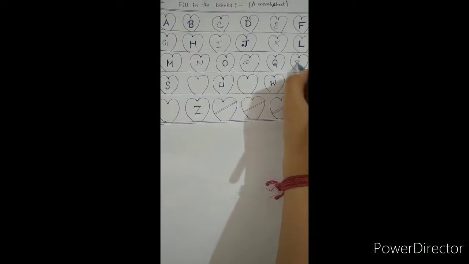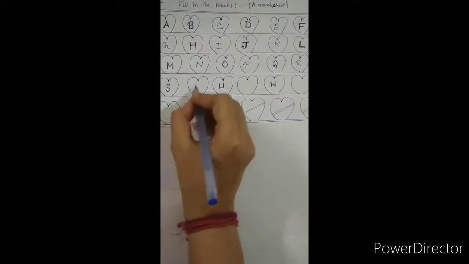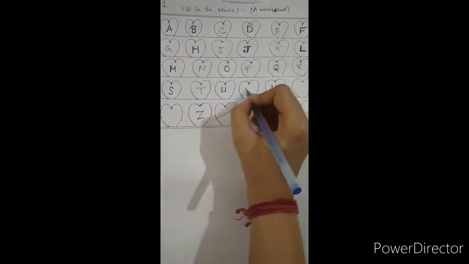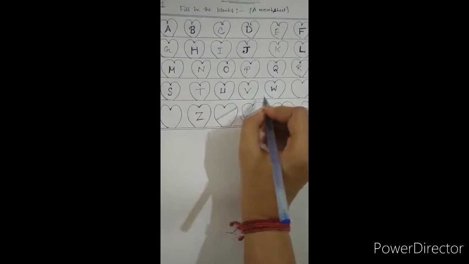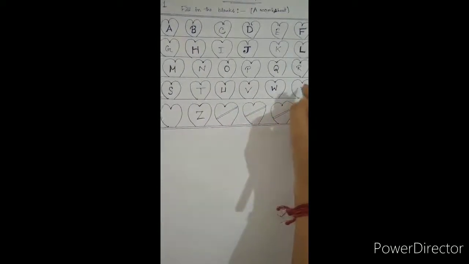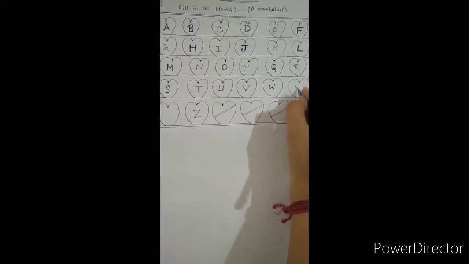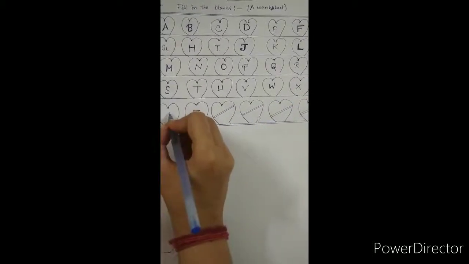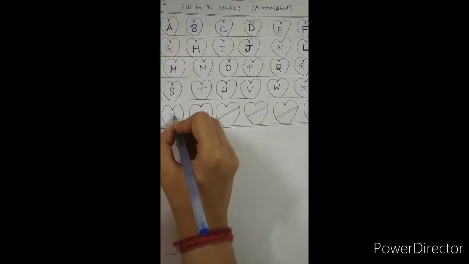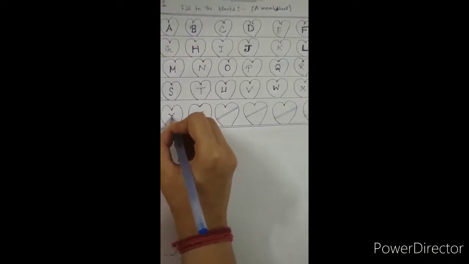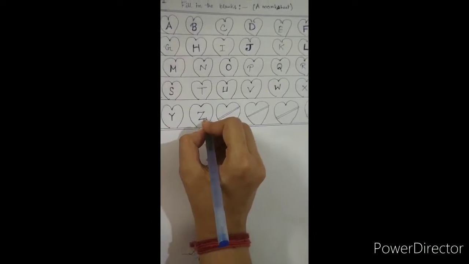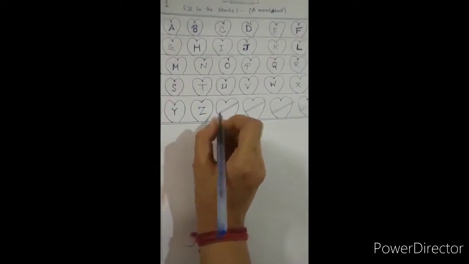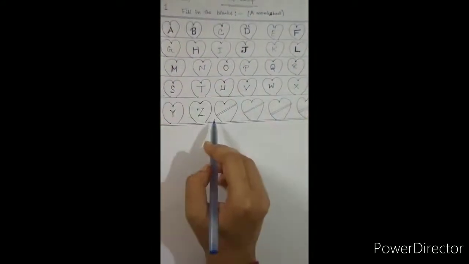R, S, T, U, V, W, X, Y, Z. Then we have completed 26 alphabets.